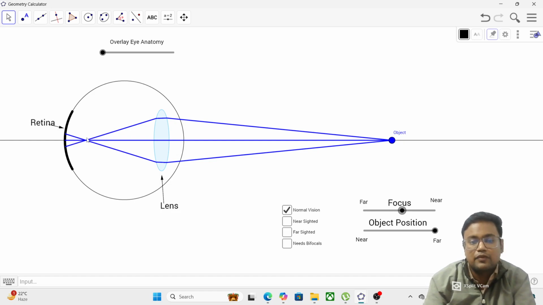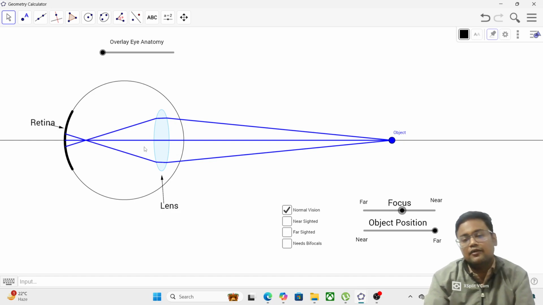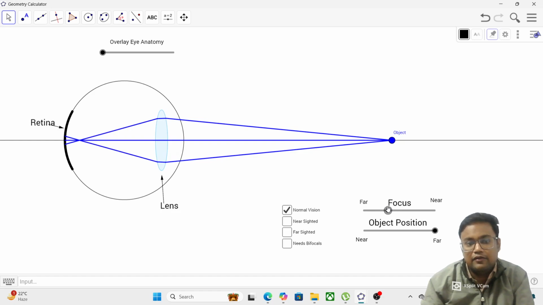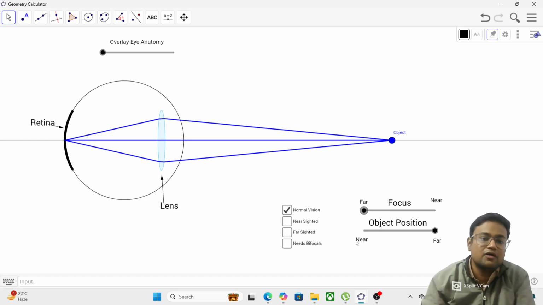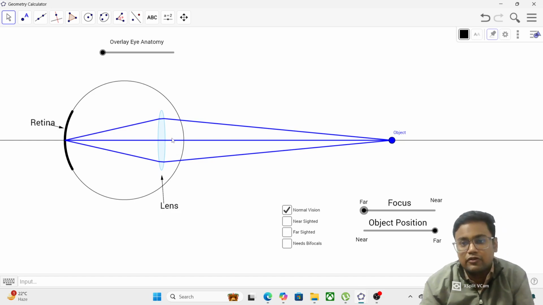You can see this point of convergence of the refracted rays. It is moving away, away, and finally on the retina. So this is how our eyes work. When the object is very close away, sorry, when the object is very, very far away, तो होता क्या है यहाँ पे, the lens becomes thinner, causing the radius of curvature to increase.